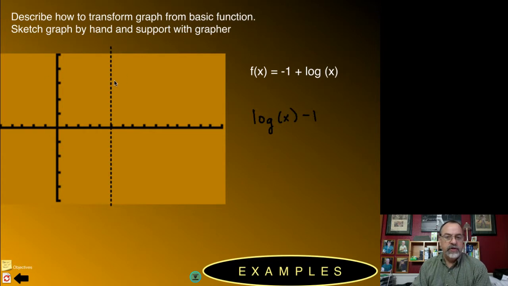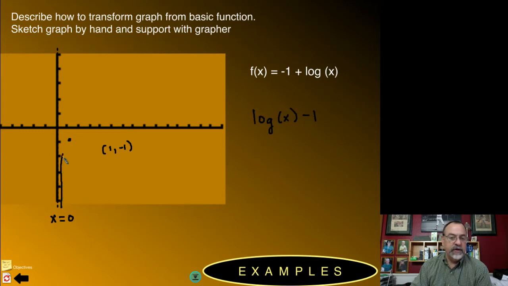So we're going to take our 2 parts, our vertical asymptote, which is at x equals 0. The shift up or down is not going to affect that at all, so that's going to remain at x equals 0. And then this point (1, 0) is going to be shifted down 1. So this point is now going to be at (1, -1). And that's all there is to this transformation.